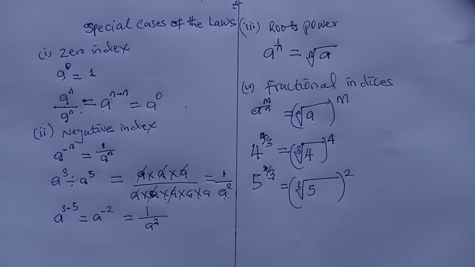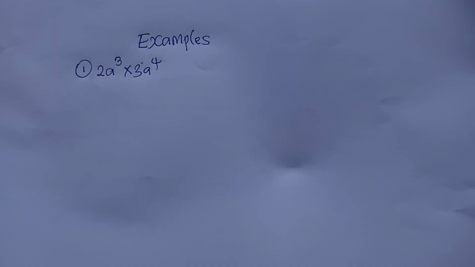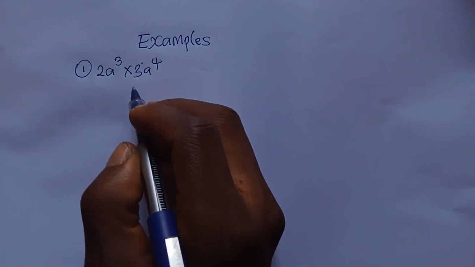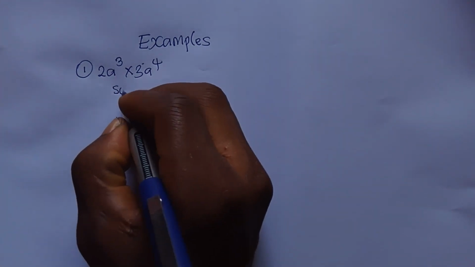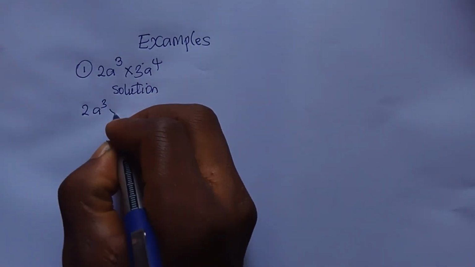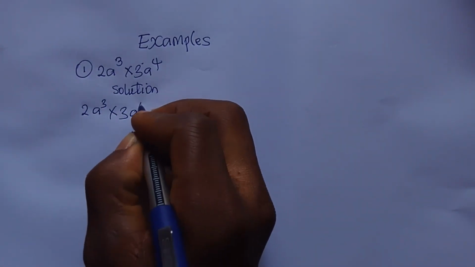Now, having gone through all these rules, there are some examples in indices that you'll be needing about 2 or more of these laws combined together before you can solve the problem. So let's use this simple example to demonstrate the laws. If we have something like this, you can just write solution. We have 2a raised to power 3 multiplied by 3a raised to power 4.